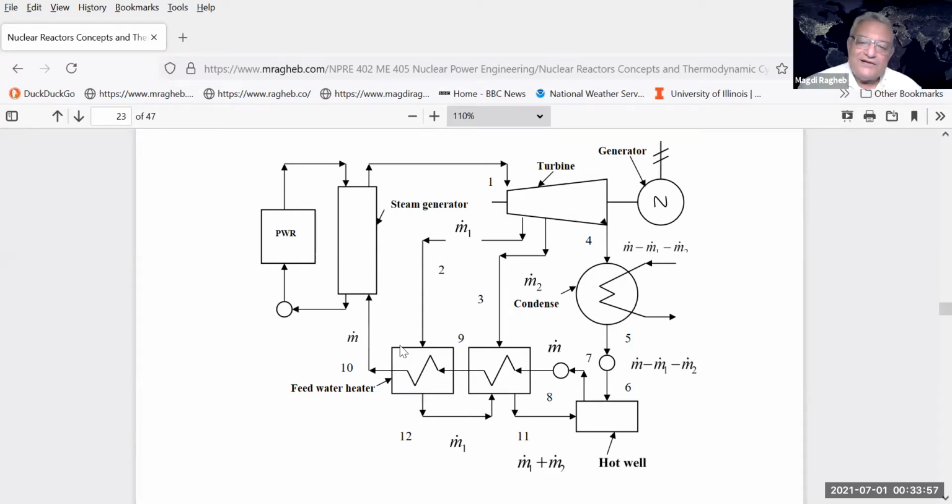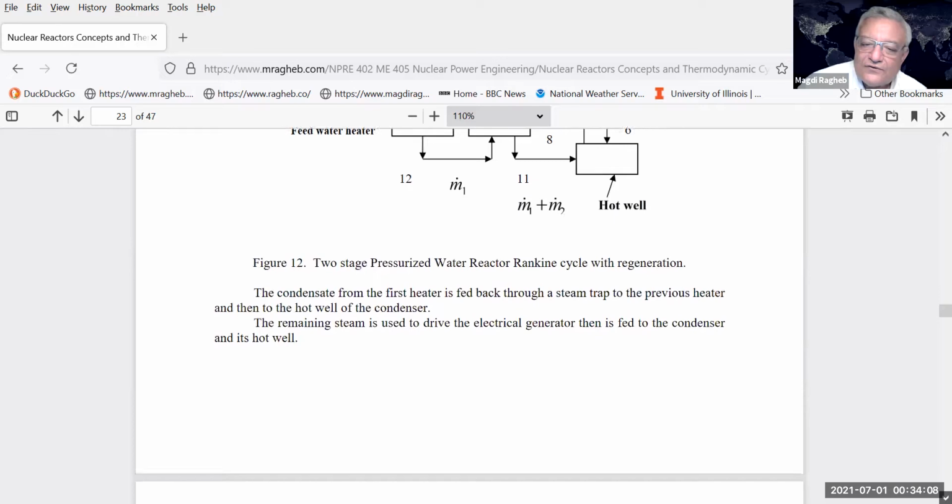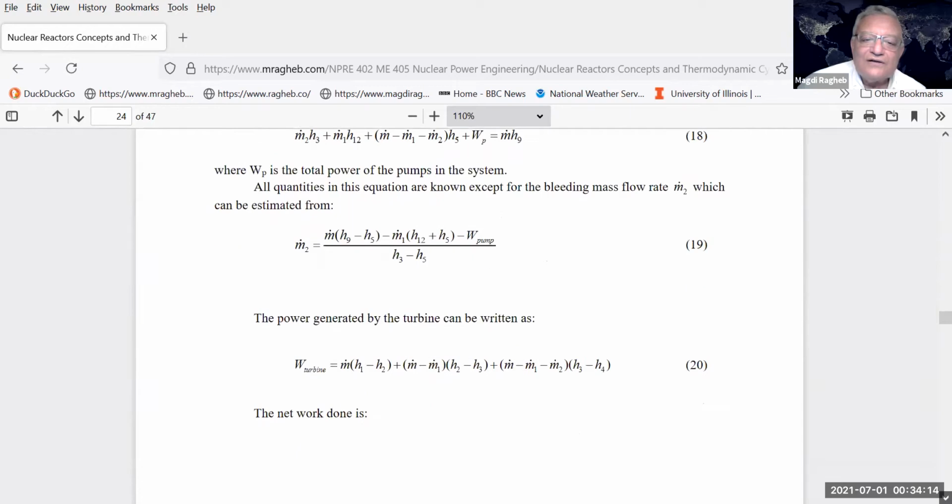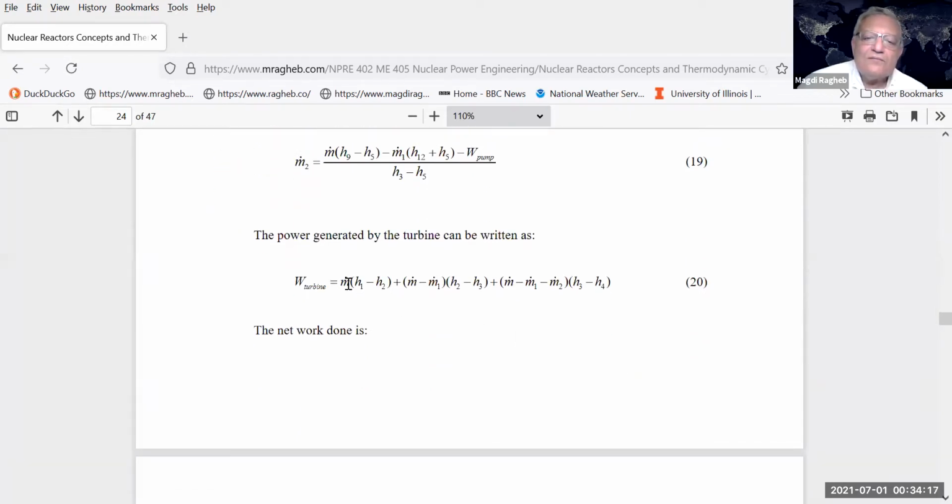By adding this complication here, we are using some of the heat that is used in the flow system in a more efficient way. But the expression for the efficiency becomes much more complicated. So in that case, you can find that the work in the turbine is the mass flow rate m dot with a change in enthalpy H1 minus H2, plus another amount m dot minus m1 dot by changing enthalpy H2 minus H3, plus another mass flow rate m dot minus m1 dot minus m2 dot by changing enthalpy H3 minus H4. So this is the work done in the turbine.